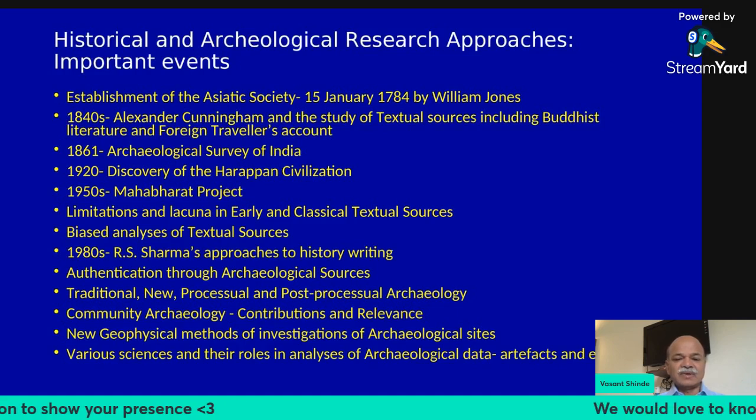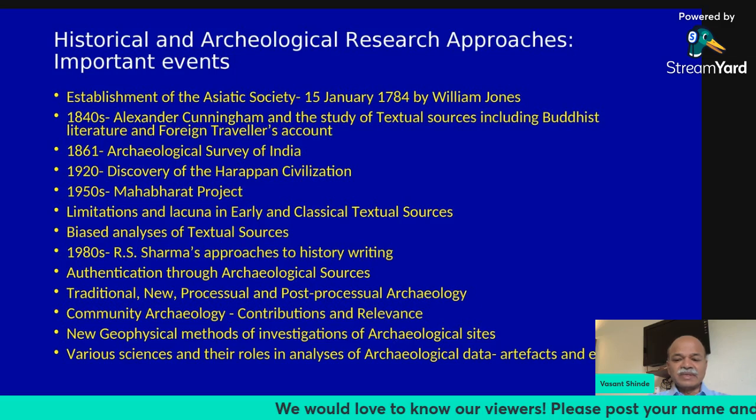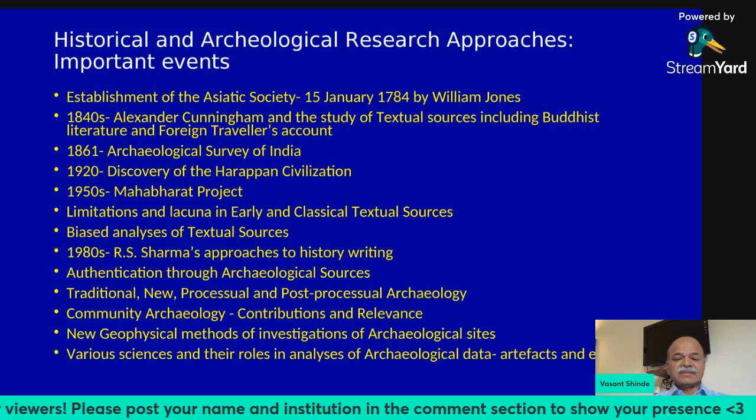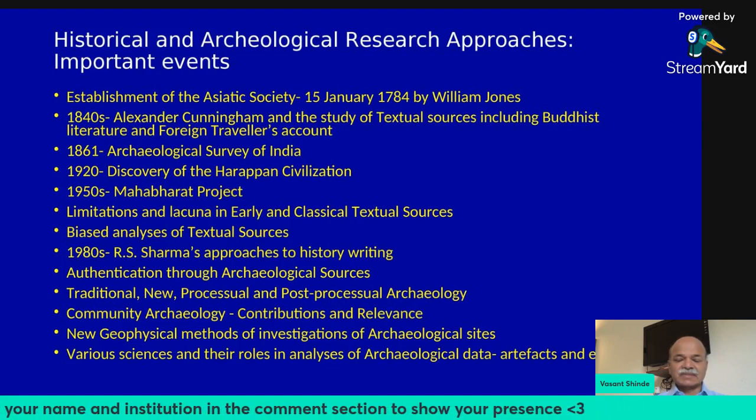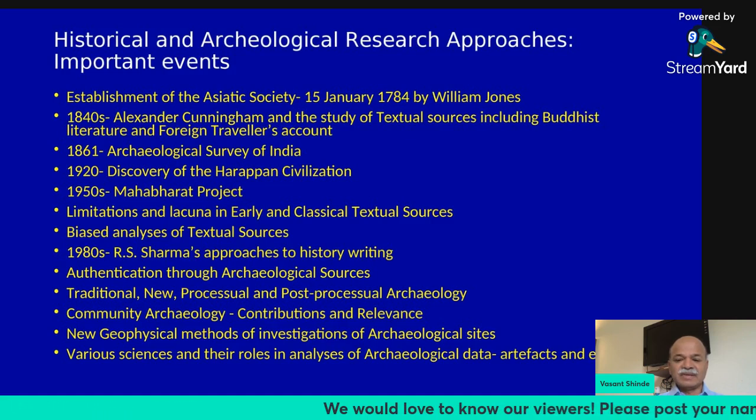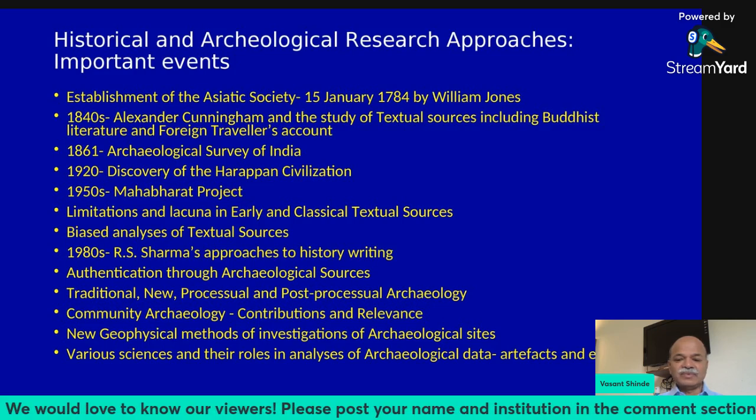We have a lot of early texts, in fact, in India. We have Rigvedic texts, Vedic texts, later Vedic texts, and also classical textual sources. But these texts have some limitations and some lacunae. For example, we are not really able to date the early literature in the Indian subcontinent, particularly the Rigveda and some of the Vedic literature. We do not know. We have not even been able to date the epic literature, Mahabharata and Ramayana.